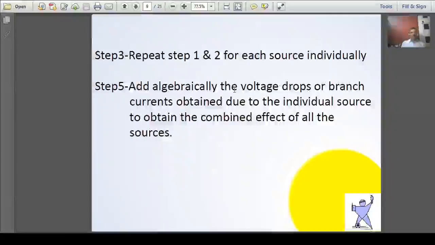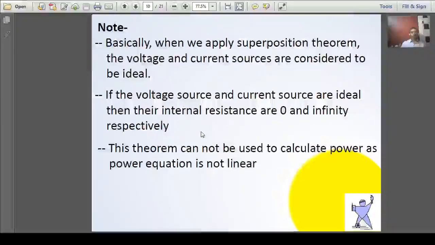In step 4, all the responses will be added algebraically in order to calculate the final response of the circuit. Basically, when we apply the superposition theorem, we must consider all the sources to be ideal. Means all the voltage sources will be considered as ideal voltage sources and all the current sources will be considered as ideal current sources.